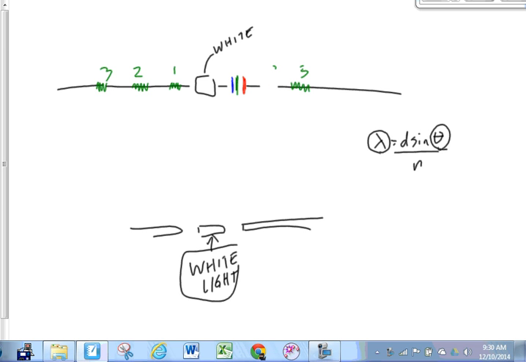This would still be my central maximum. This would still be my first order maximum. All of those colors would be my first order maximum. Then my second order maximum would also be this. My third order maximum, and so on and so on. The other side, same deal. First order maximum, second order maximum, and then of course we have all the colors of the rainbow within our first order maximum and our second order maximum here.